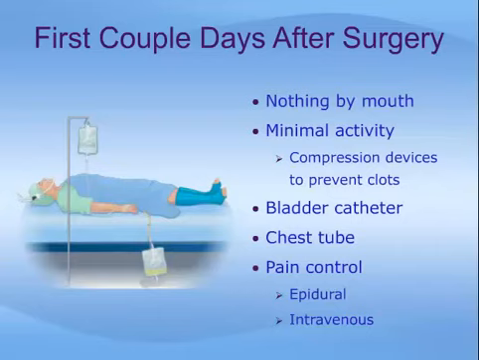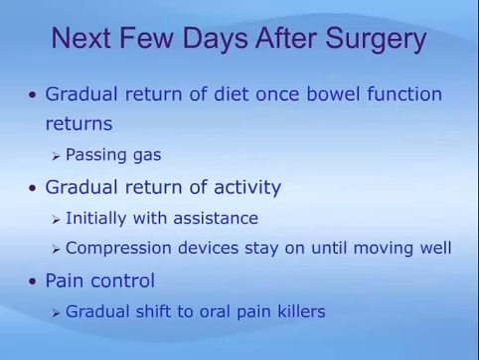For this reason, you will have special compression devices on your legs to prevent blood clots from developing. A catheter or tube will drain urine from your bladder into a bag to monitor your urine output. As mentioned, a chest tube may also be present. Pain control can be managed either through an epidural catheter or through an intravenous line.